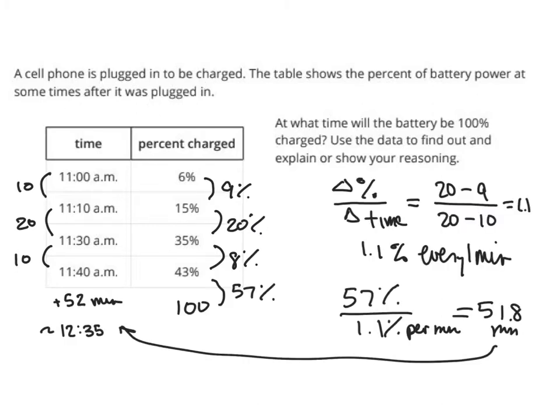So I did some work here. Why don't we try to follow along? I wish I could get you guys up to the board and show me what you did. I looked at how much time passed, so 10 minutes, 20 minutes, 10 minutes, and how much percent increase there was: 9%, 20%, 8%. I really wanted to figure out what our change was. This is really our slope if this data were linear. So I did change in percent over change in time.